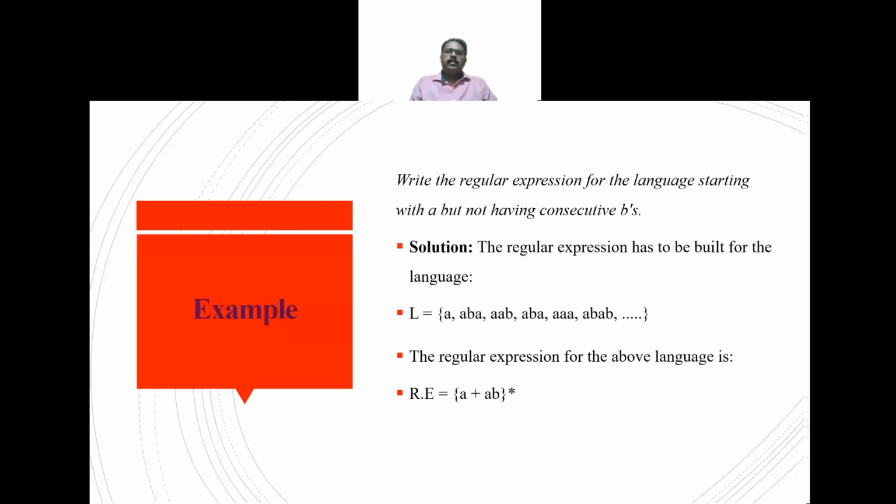Then to the next statement, write the regular expression for the language starting with A but not having consecutive B's. A can be repeated but not having consecutive B's. So it may be A, AB, AAB, ABA, AABA, like that. A can be repeated but B cannot be repeated. For that, the regular expression can be built as A plus AB. A can be repeated, so (A + AB)*, lambda star of set A plus AB.